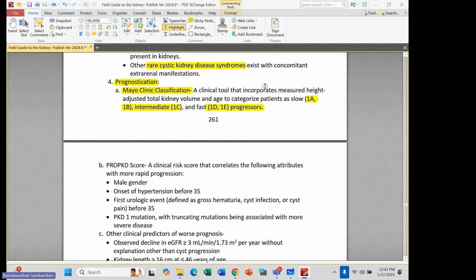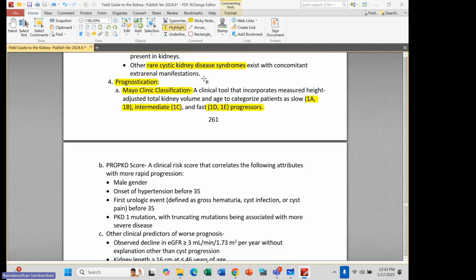If on the other side, you have big kidneys, but you're in your 70s, you're going to be in the 1A, 1B category, right? So it's just how fast are your kidneys growing? And this intermediate 1C is where you need to straddle and make a nuanced decision about whether or not to use tolvaptan.